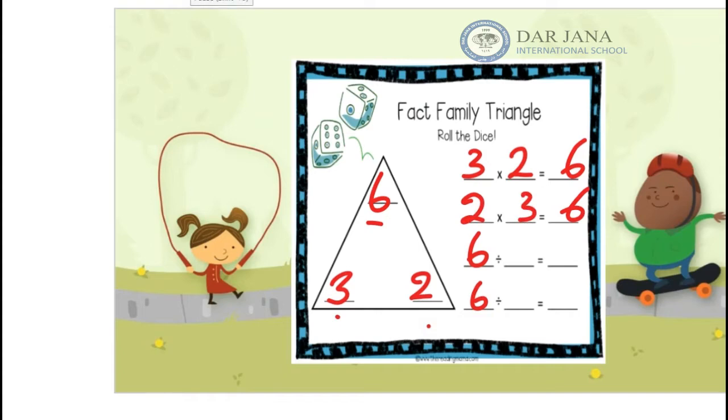Then I move to the division sentence, choose any of the numbers, 3 or 2. I'm going to put 3. So I use the 3, I use the 6, I'm left with 2. The other time I switch between the numbers. So I filled my fact family sentences without calculation, only by finding the numbers, because these 3 numbers, the 3, the 2, and the 6, are related to each other.